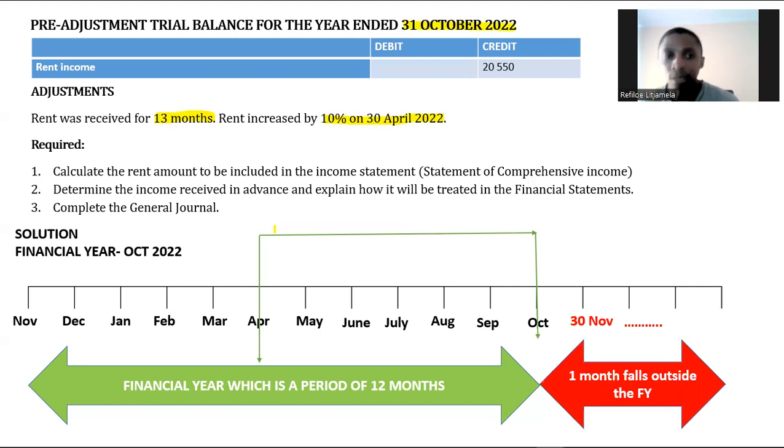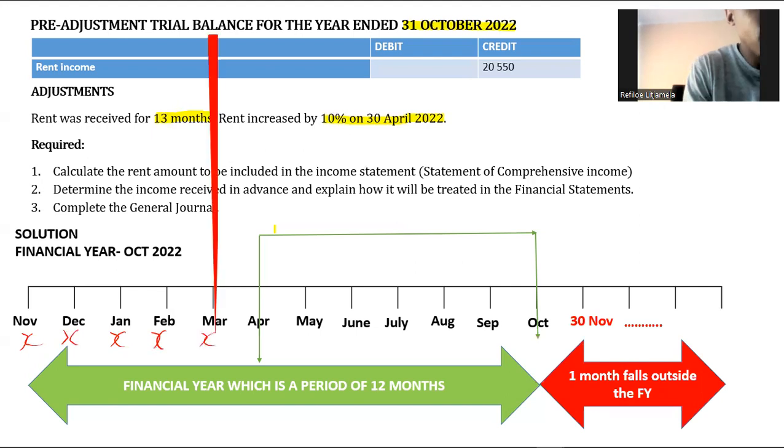Now, please note, how much was the rent before it increased? We don't know how much it was, so this is what I'm going to do. For November, our rent will be X. For December, our rent will be X. For January, X. For February, it will be X, because we don't know how much it was. For March, it was X, and for the entire month of April, X.